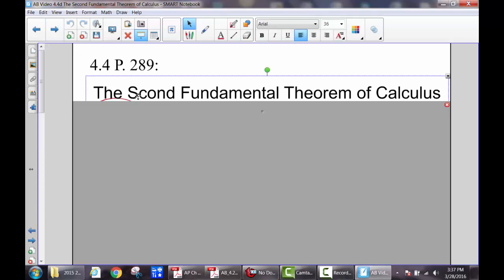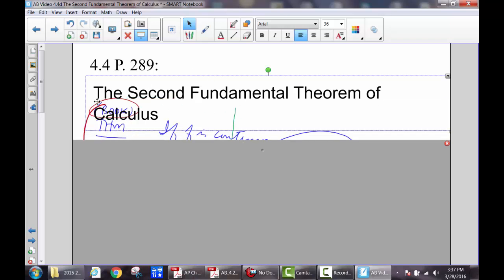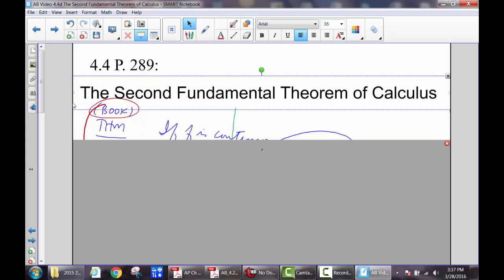Oh, be nice if there was an E there, though. Second fundamental theorem of calculus. No, it's not fitting anymore. There we go.